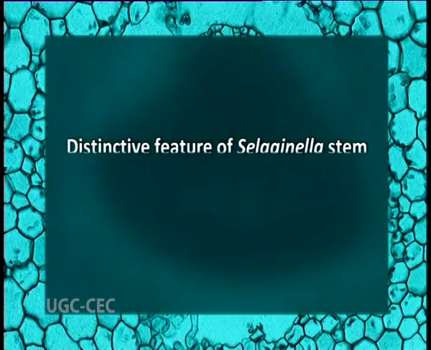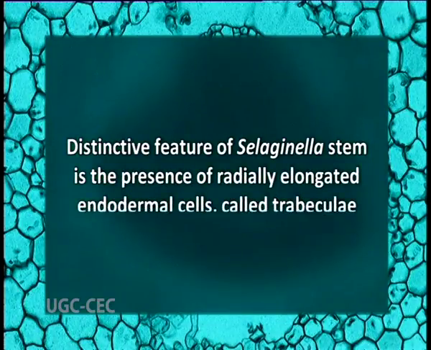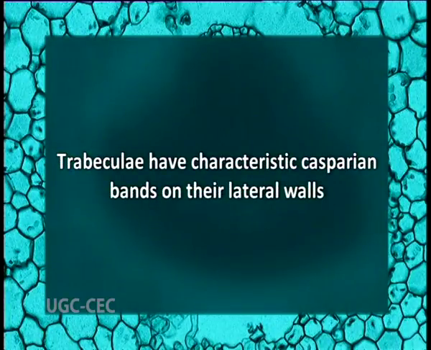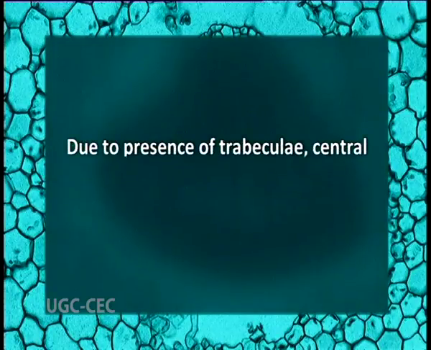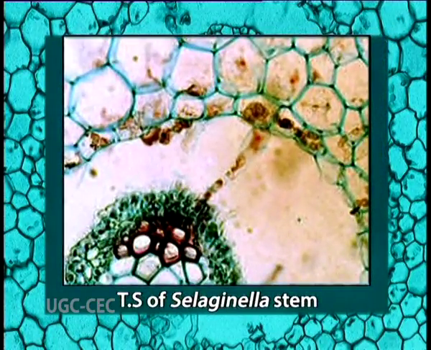A distinctive feature of the Selaginella stem is the presence of radially elongated endodermal cells called trabeculae. They have characteristic Casparian bands on their lateral walls. Due to the presence of trabeculae, the central stele is separated from the cortex by large air spaces. The air spaces develop due to more rapid expansion of the cortical region than the stele.